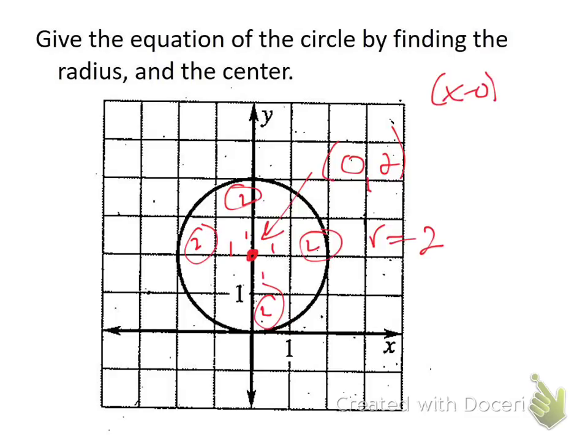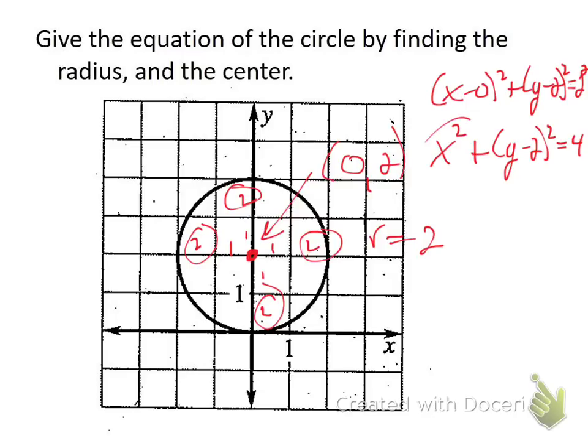(x minus 0) squared plus (y minus 2) squared equals 2 squared. Well, x minus 0 is just x. So the way you'll see this written is x squared plus (y minus 2) squared equals 4. So if there's not anything in parentheses with x or y, then that tells you that the coordinate for the center is going to be 0. Okay?